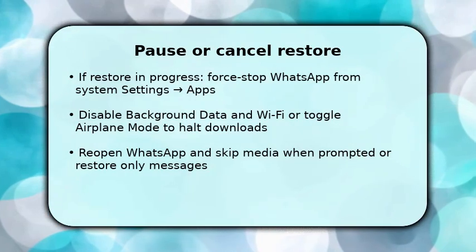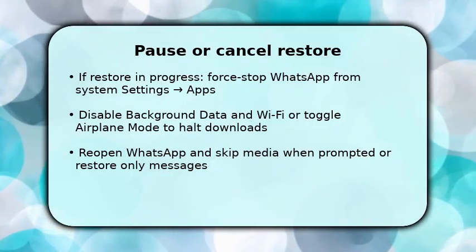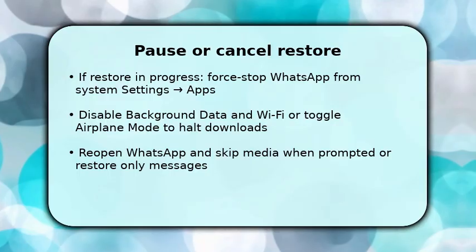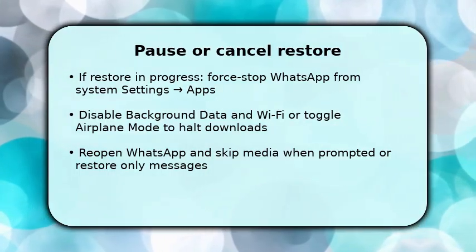You need to halt the ongoing restore by cutting the app's access to network and processing. First, go to System Apps, select WhatsApp and force stop, then disable background data and turn on airplane mode. This stops media threads immediately.